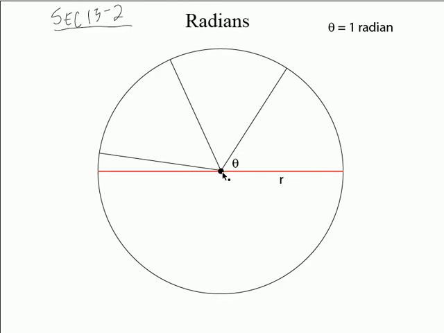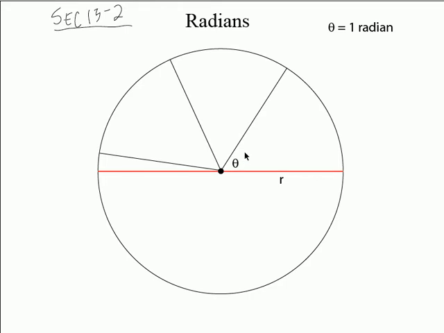If I was able to take this radius, pick it up, and wrap it around the circle, pretend it was like a string, the angle that's formed by that distance around from here to here would be 1 radian. So the angle is a radian.